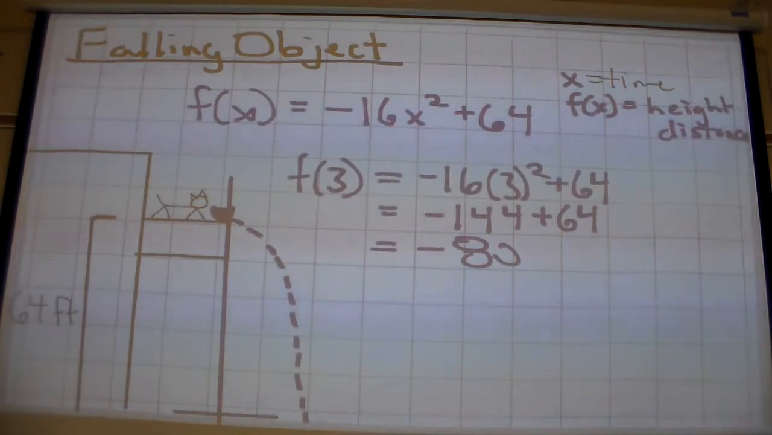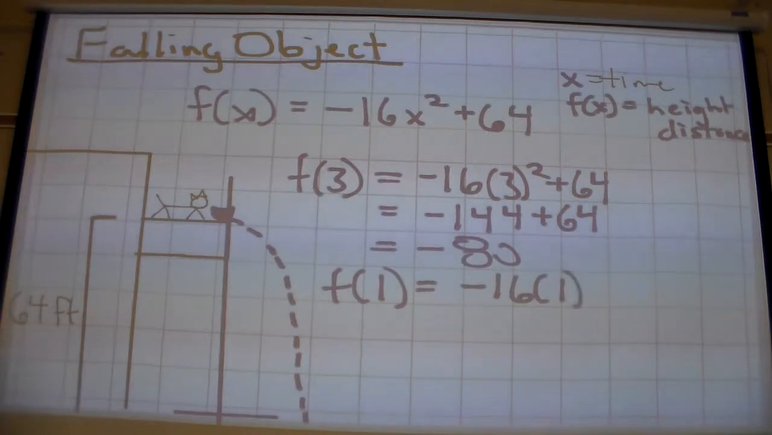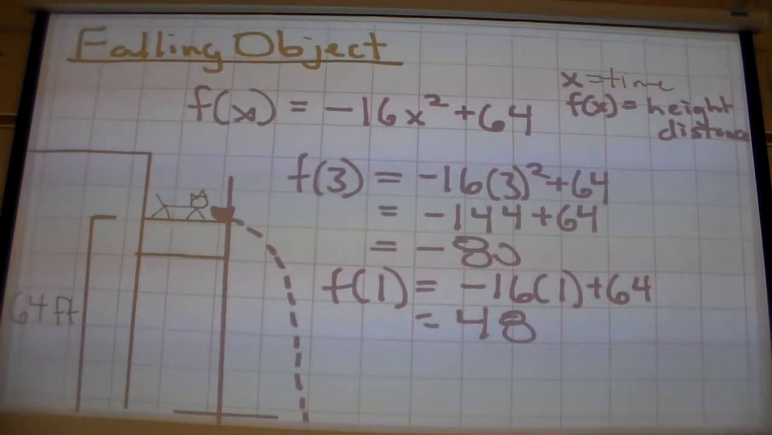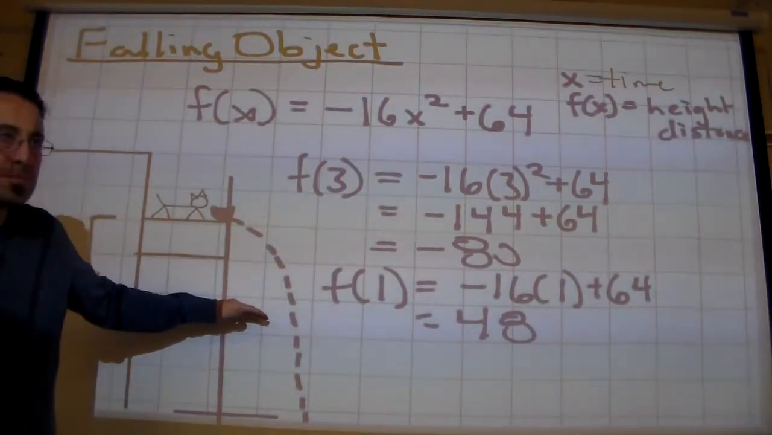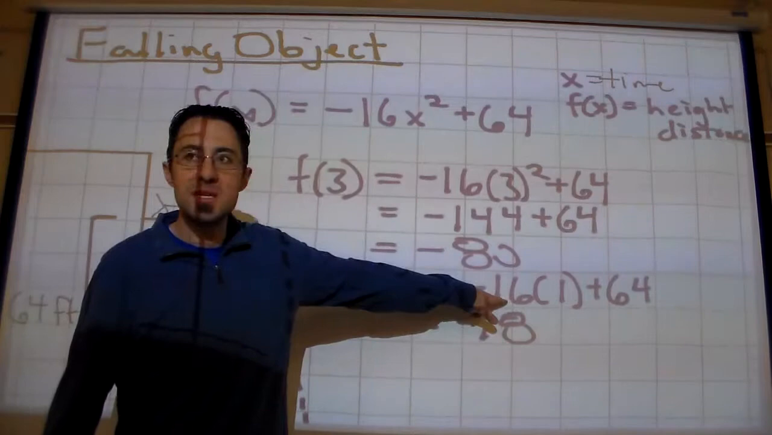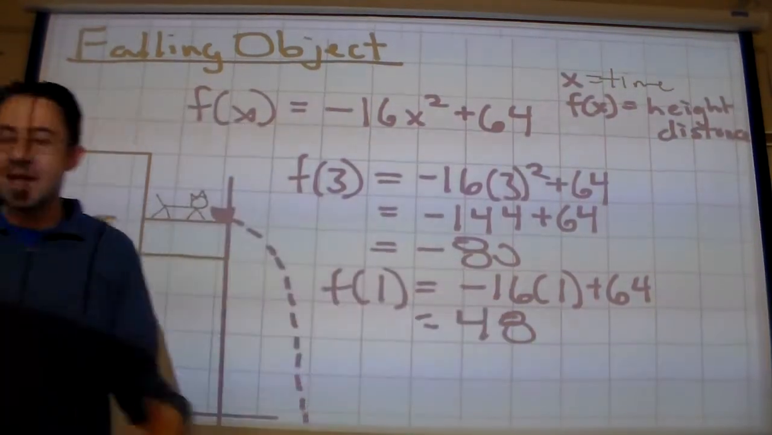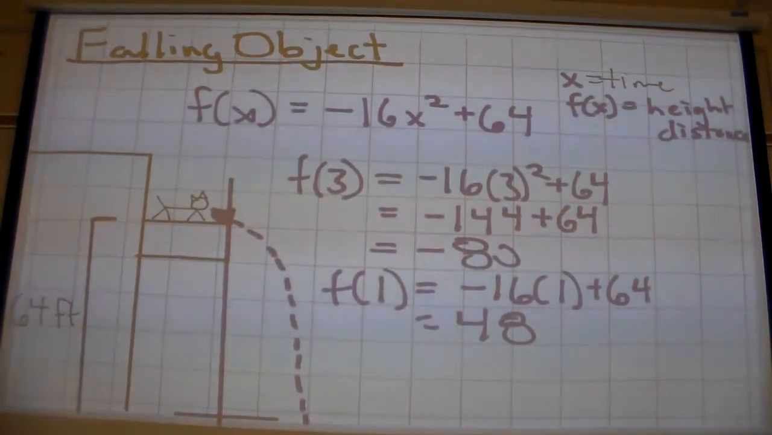Okay, 3 seconds was too long. How about 1? So we got negative 16 times 1 plus 64. After 1 second, how high is it above the ground? It's 48 feet above the ground. So at 1 second, how far did it fall? 16 feet. Okay, in 1 second it fell 16 feet, so that was too little.